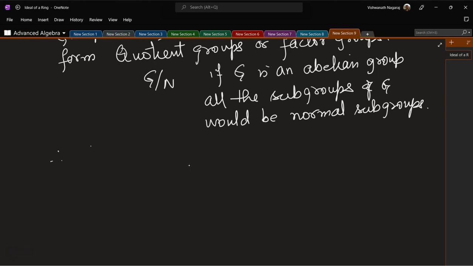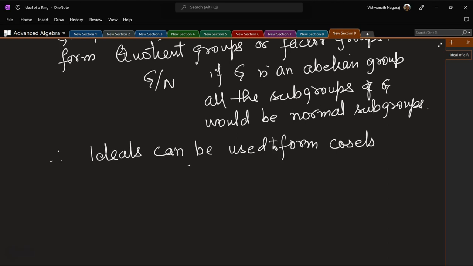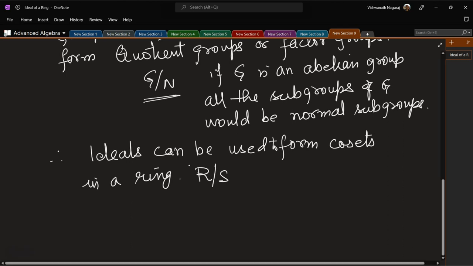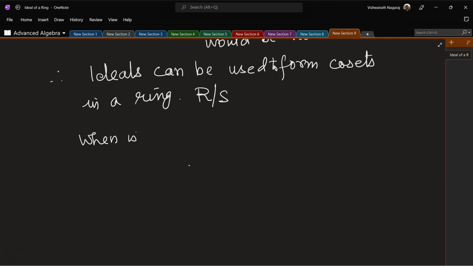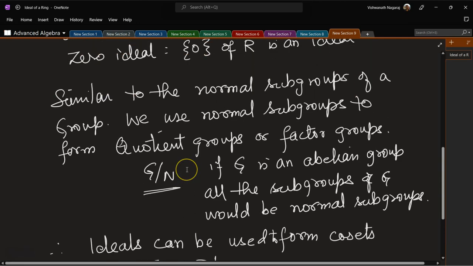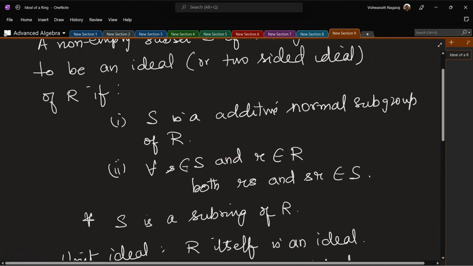Okay. So therefore, ideals can be used to form cosets in a ring. The elements of this would be cosets. Similarly, here ideals can be used to form cosets in a ring, and we can represent it as R by S or R mod S. Now, naturally, the question comes, when is R by S a ring? Here I have already mentioned the two conditions, right?